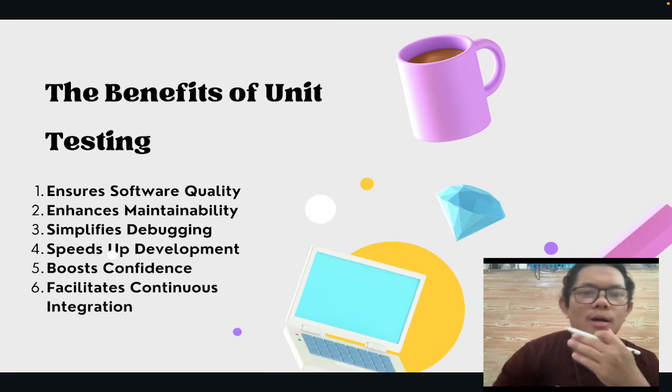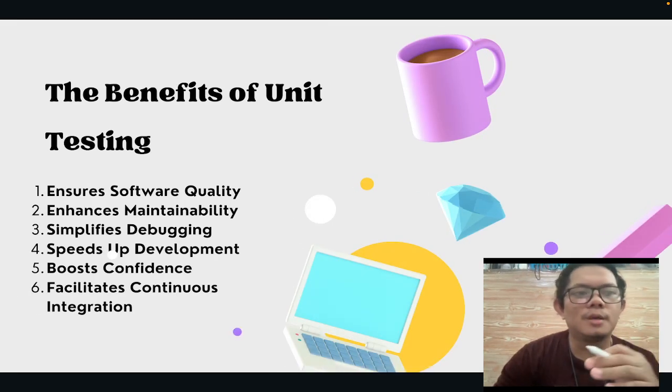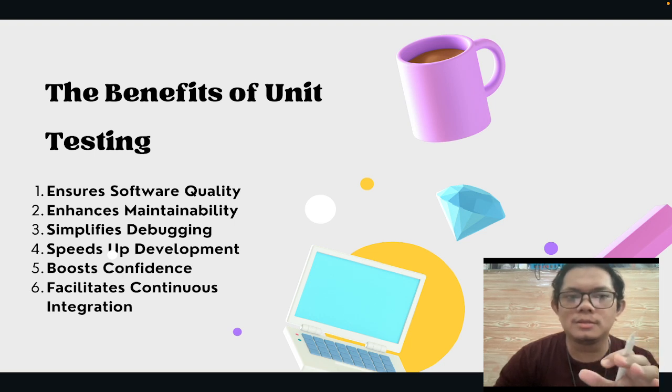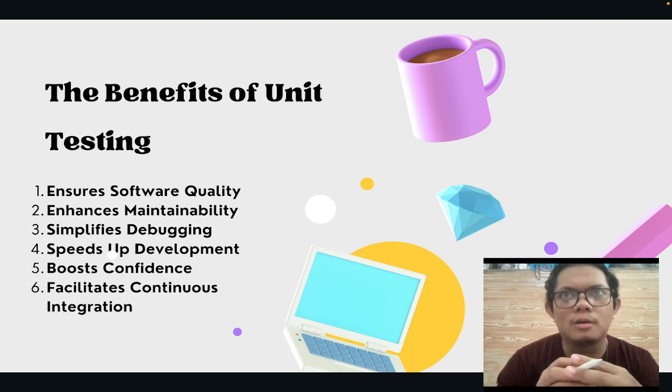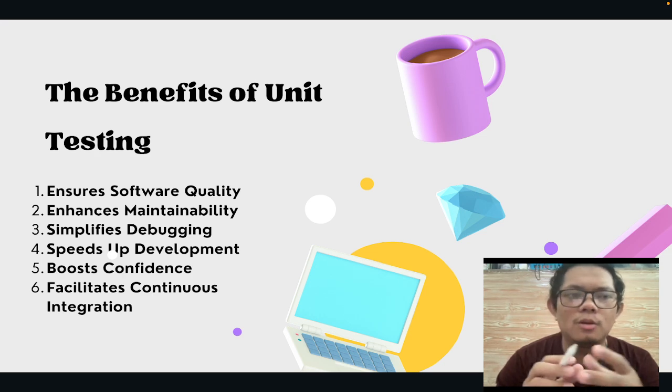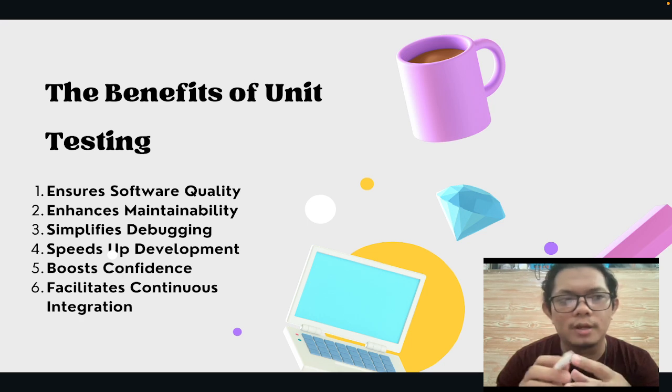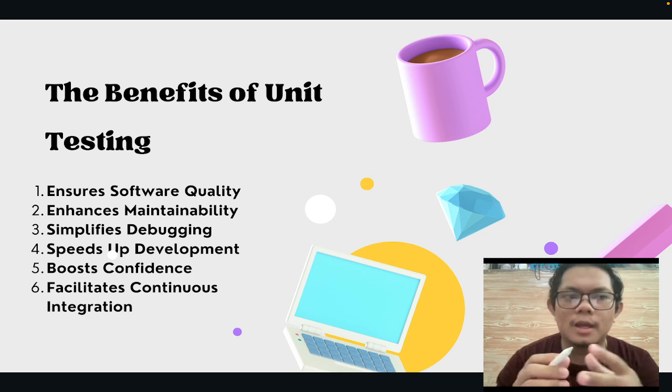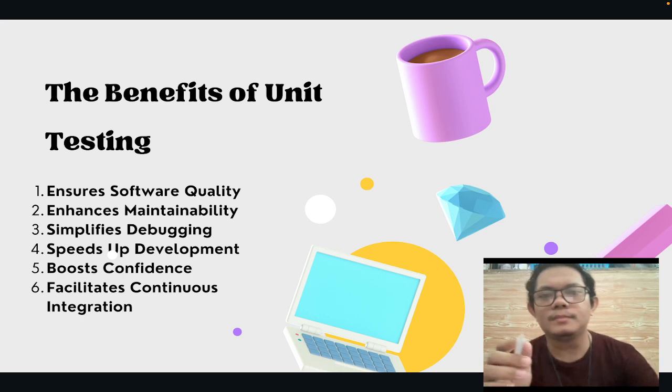Unit testing is a method of software testing where individual components or units of a system are tested in isolation to ensure that each unit functions according to its specification. This is the point. The goal of unit testing is to verify that every small part of the software operates correctly and meets expectations.